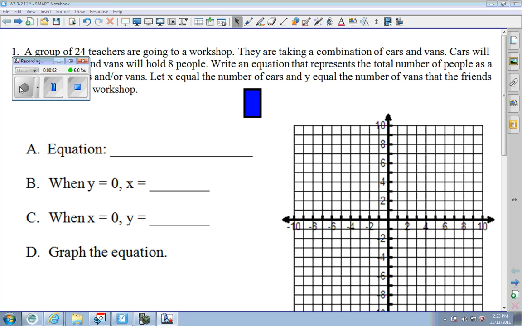Okay, this is going to go along with 3-2.11, which is actually a review of all of our Unit 3, which has to do with slope and y-intercepts, standard form, and things like that.